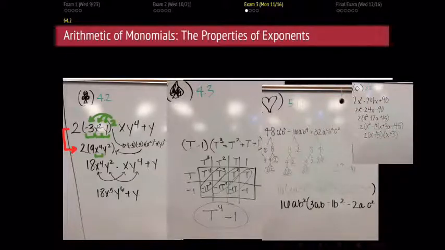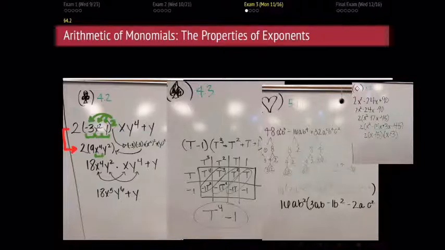Why? What did you do to these exponents to get x to the 4th? Where'd the 4 come from? This 4 right here? Yes, right. We multiplied the exponent by the power that we were raising it to. When you raise a power to a power, the exponents multiply. So x squared raised to the 2 power is x to the 2 times 2. Y raised to the 2 power is y to the 1 times 2, y squared.